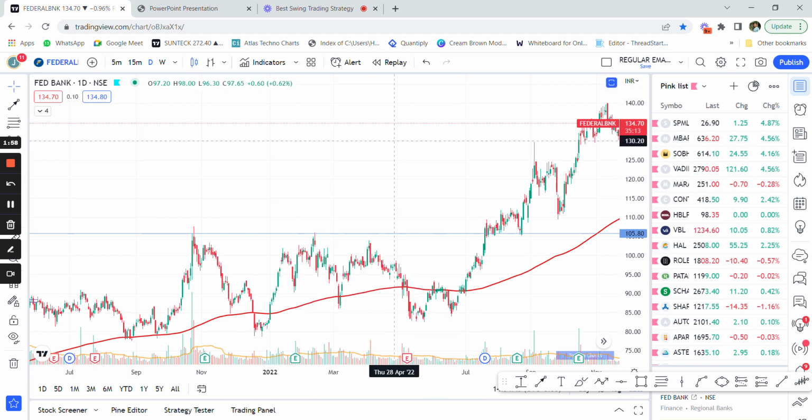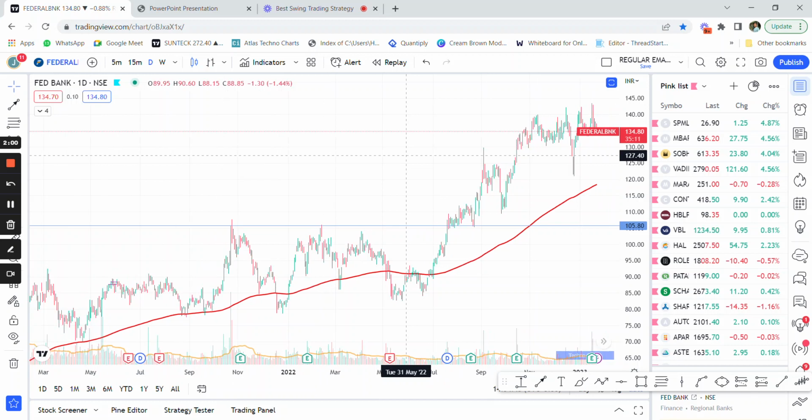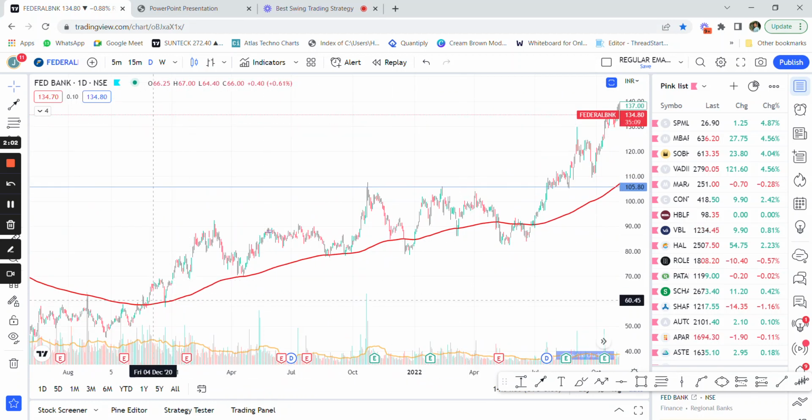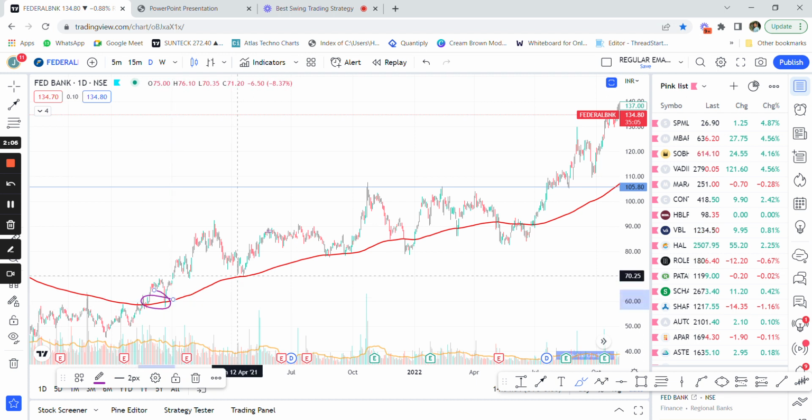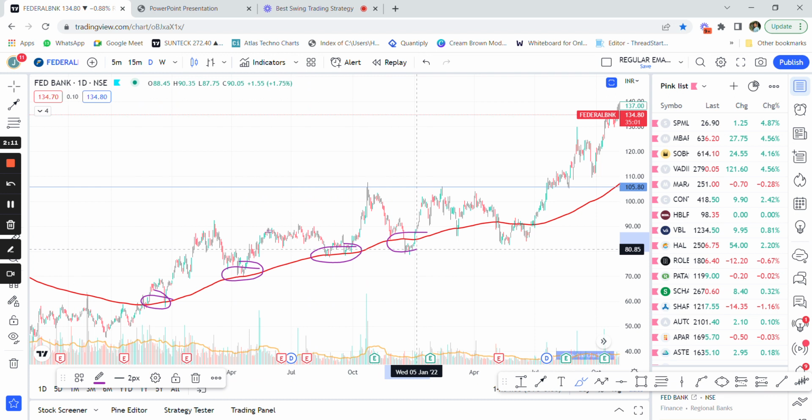Now, once I have added the 200-day moving average on my chart, you can clearly see that the red line is providing dynamic support to the stock. Every time the stock touches the 200-day moving average, it sometimes goes below it, but then pulls back above the 200 EMA again.